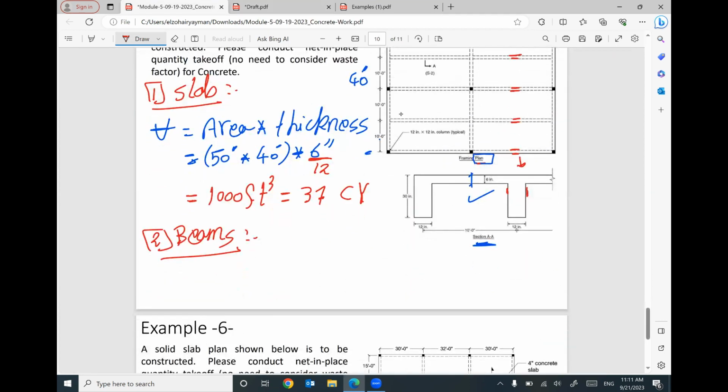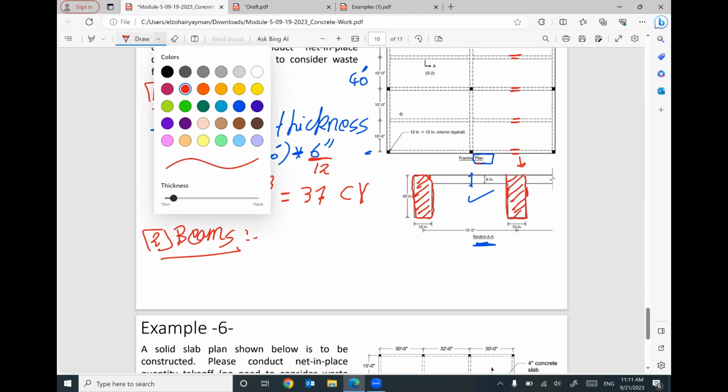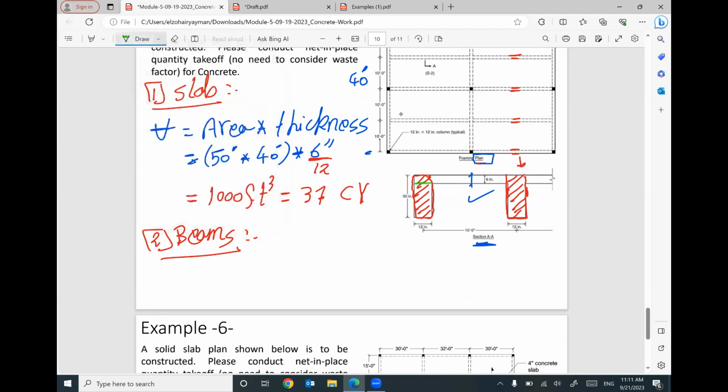So your cross-section of the beam is not this one. This is not the cross-section of the beam. If you do this, that means you counted this part 2 times, one with the slab and right now one with the beam. So I will consider the cross section of the beam is 12 times, not 30, it will be 24. 30 minus 6.